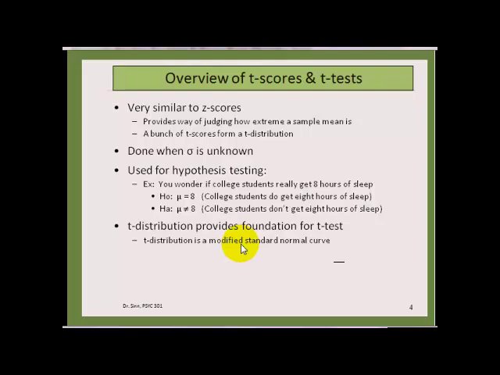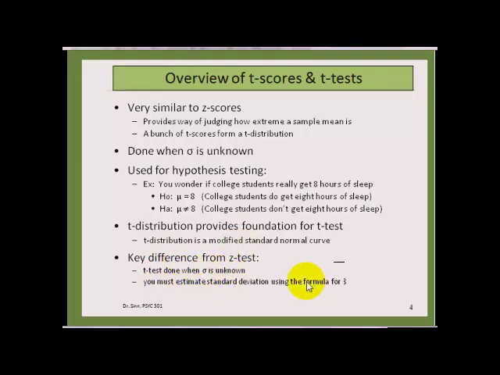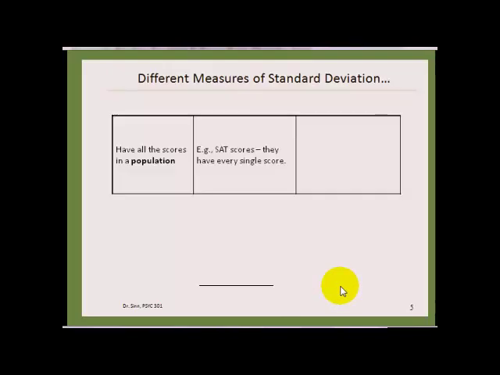So it's still the bell-shaped thing, but the bell shape is a little different depending on how many observations you have. So the key difference from the z-test, it's done when the standard deviation is unknown, and you have to estimate standard deviation using the formula for S. Okay, so reviewing here, we got to go back and remember that there's two ways to calculate standard deviation.